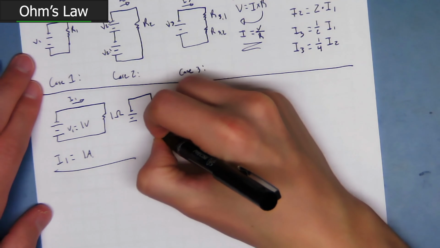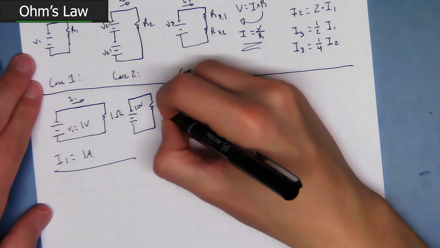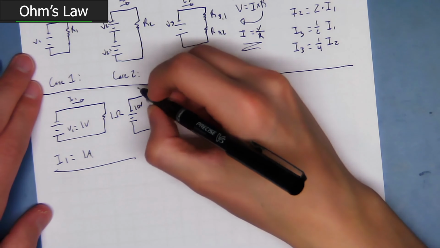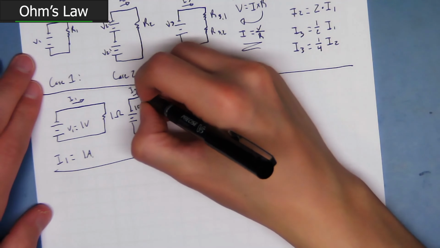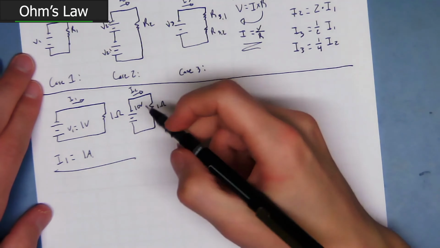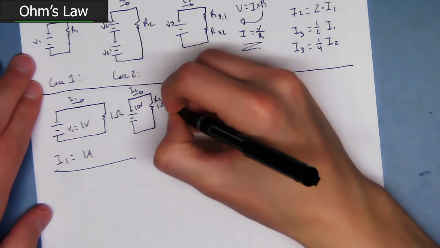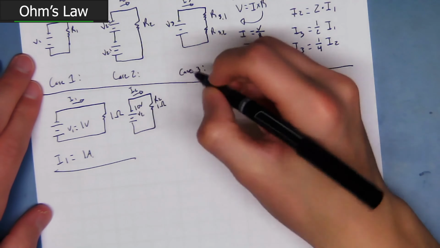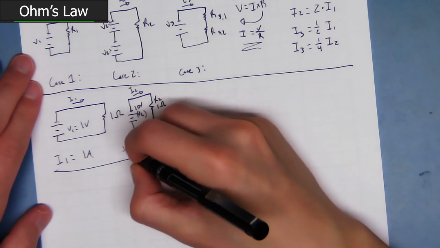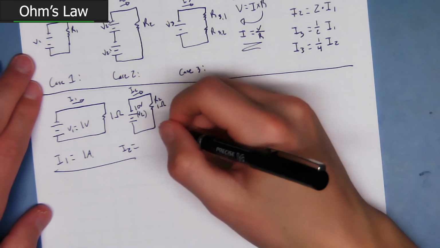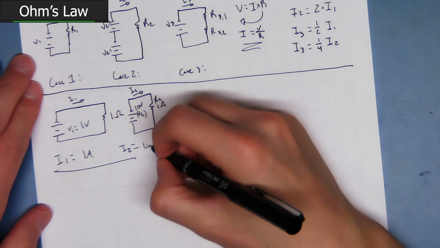We've got ourselves a resistor. We're going to say that this is 10 volts and this is 1 ohm. And I might be letting my notation slip a little bit. Hopefully you can follow. Okay. R2, V2. Okay. In this case, I2 is equal to 10 amps.